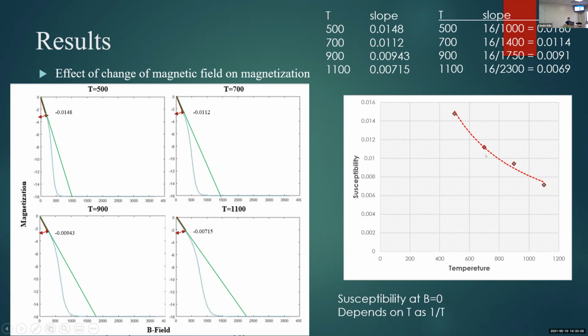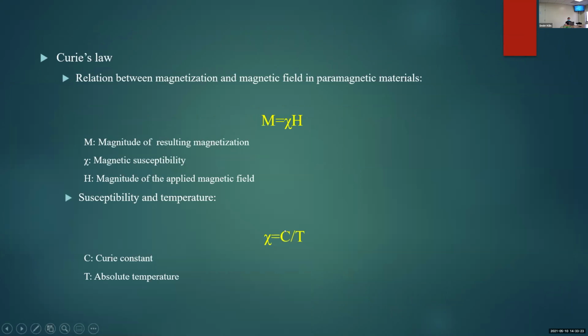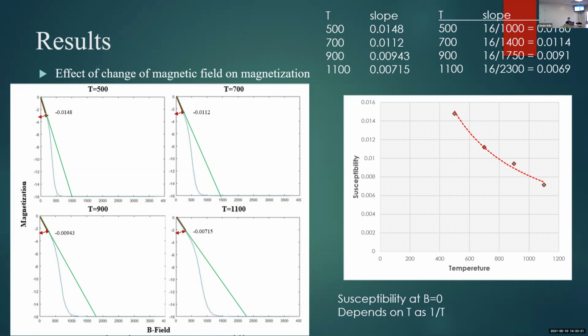Actually I should have put the equation for this plot in Excel, but I don't know why I cannot do that. But the regression that I got was to the power 0.95, which is close to negative 1. And we know, based on Curie's law, that the susceptibility is a function of temperature to the power negative 1. So my results are consistent with Curie's law.